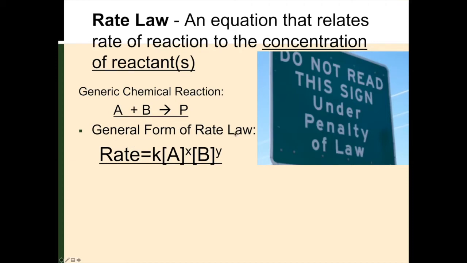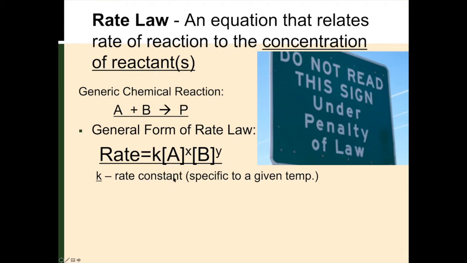The general form of the rate law would be the rate of the reaction is equal to k, which stands for something we'll explain in a second, times the concentration of reactant A raised to some power we're calling x, times the concentration of the other reactant B raised to some power y. Okay? So the k, that is the rate constant.